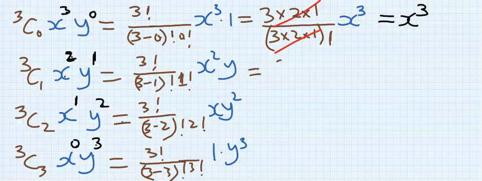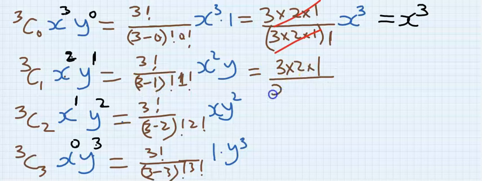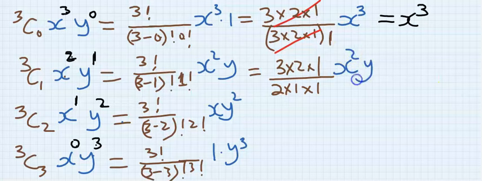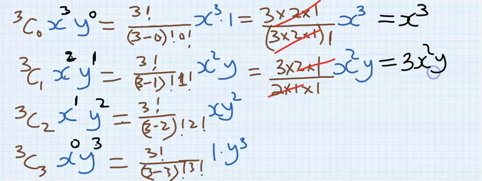This is 3 times 2 times 1 over 3 minus 1 is 2 factorial, and 2 factorial is 2 times 1, times 1 factorial is 1. I have x squared y, and this, we take away this. So I'm just left with 3 here, 3x squared y.